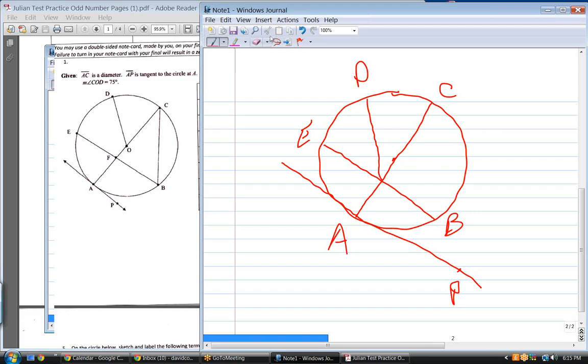And, oops, I drew that line wrong. It's got to go to the center of the circle. Alright, the only other line missing is right there.